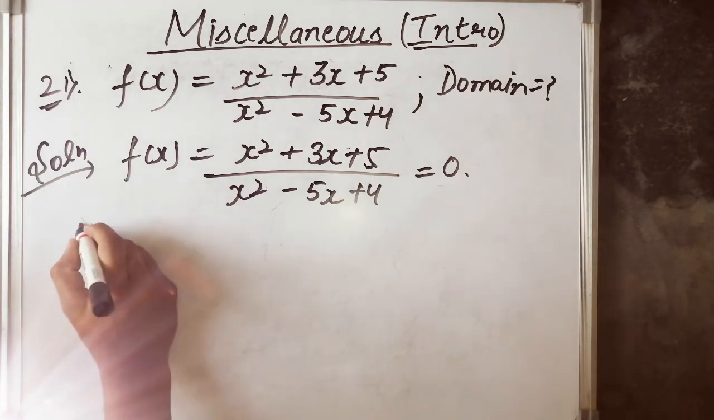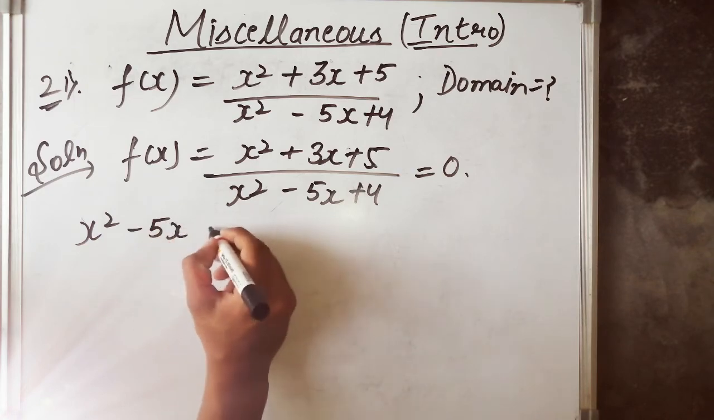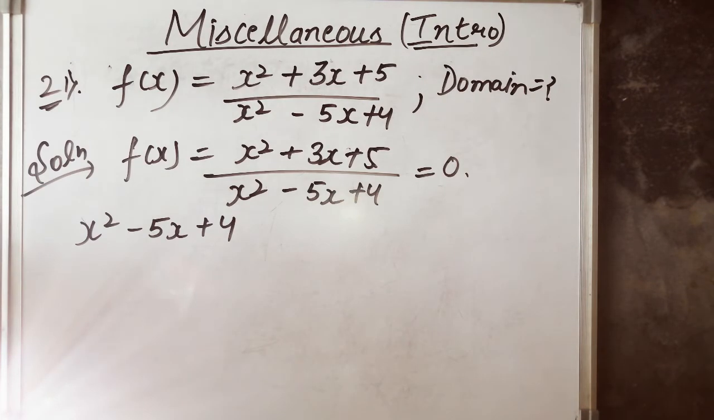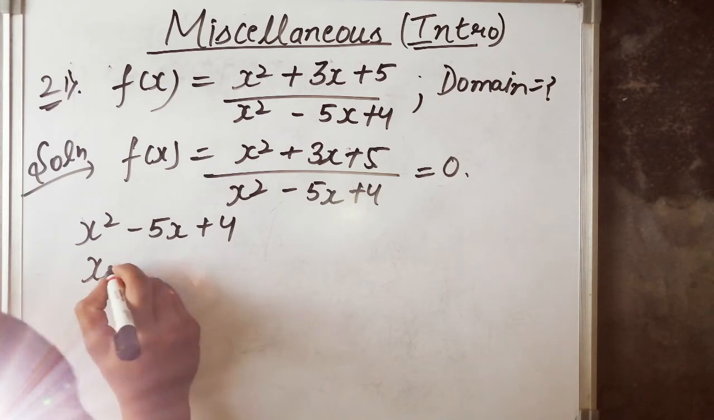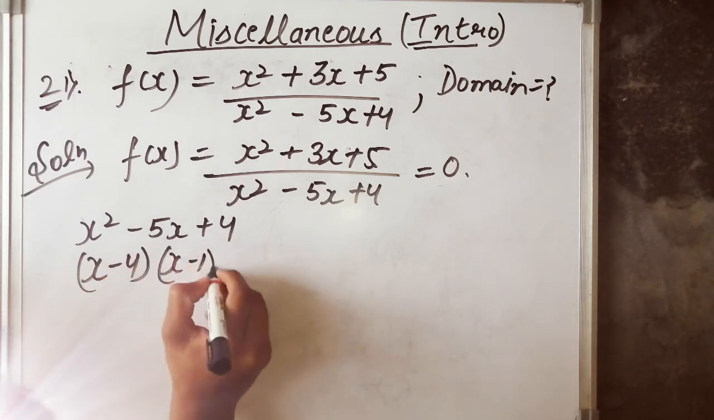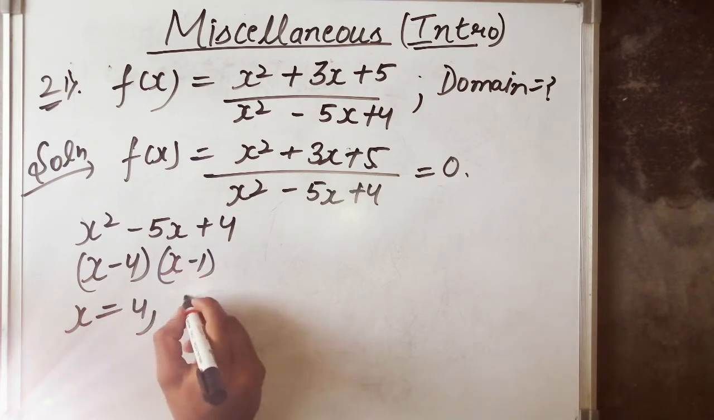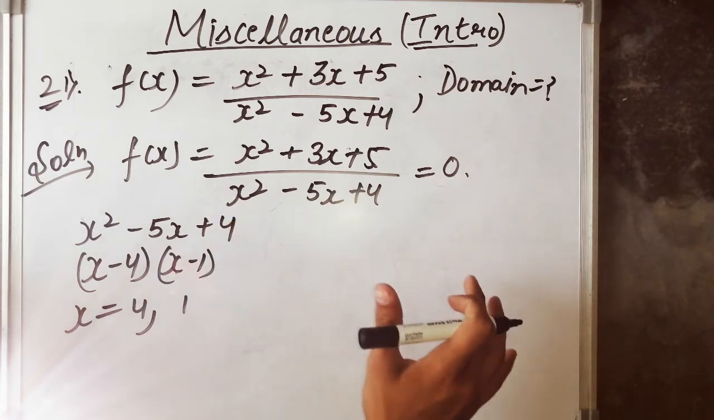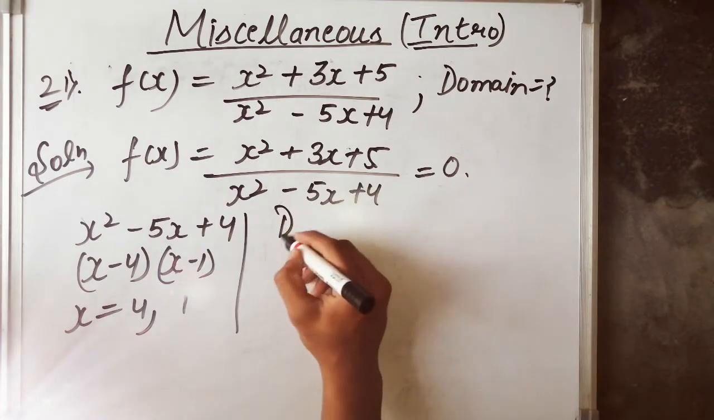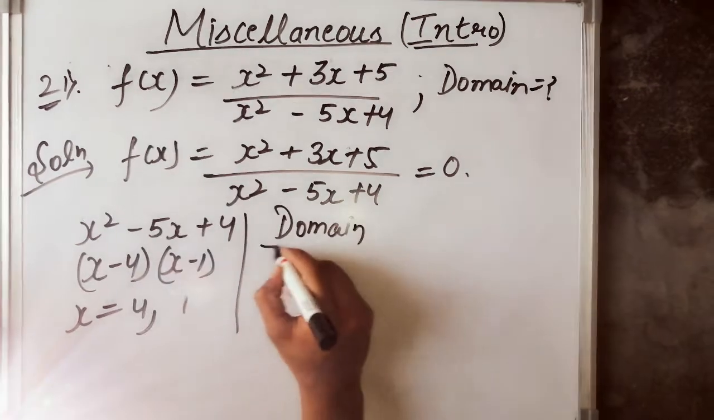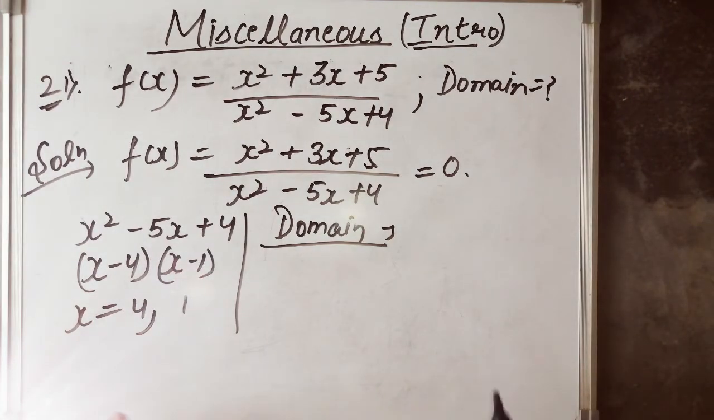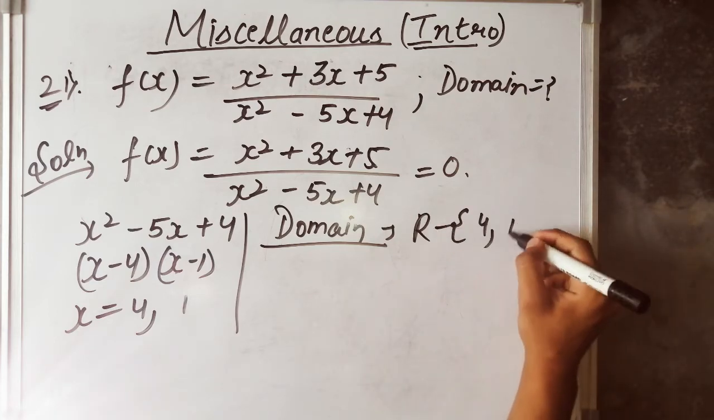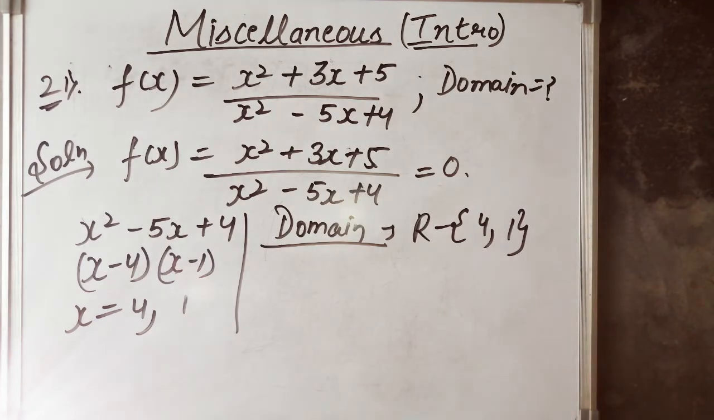When we find the solution of x square minus 5x plus 4, it will be x minus 4 and x minus 1, and simply we can say that x equals 4 or 1. We need to solve this question in such a way that the denominator never gives us 0. Now we come to the domain. We need to subtract these two numbers, 4 and 1, so that this function never becomes indefinite or not defined.